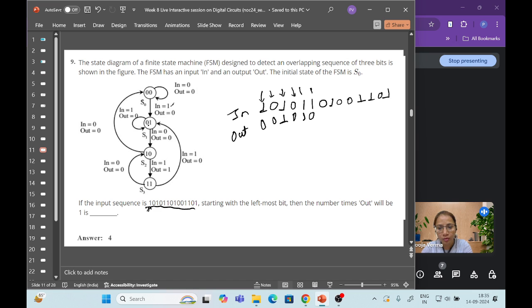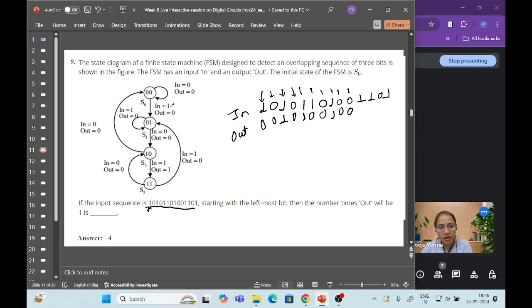Now we have moved to state 01. Next in is 0, and the corresponding out is 0. Now it moves to state 10. Again the next input is 1, so in is 1, out is 1, right? It moves to state 11. Now in is 0, so out is 0, and it moves to 10. The next input is 0, so from this state it is moving to 00, and out is 0. It is again in the initial state, 00.